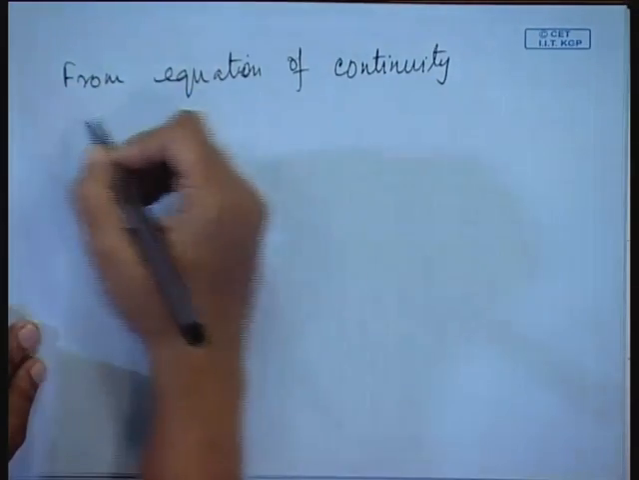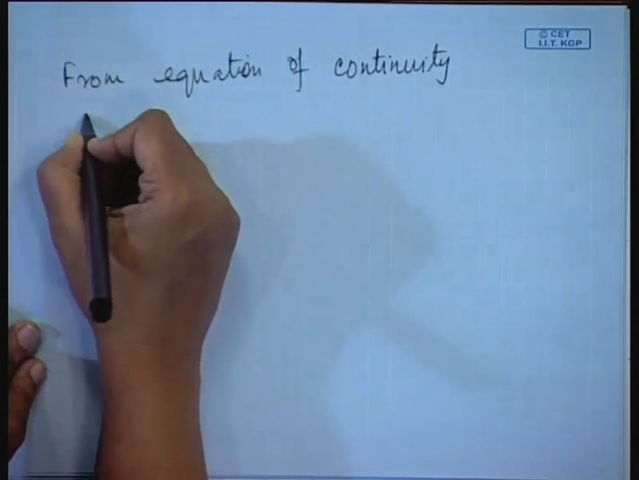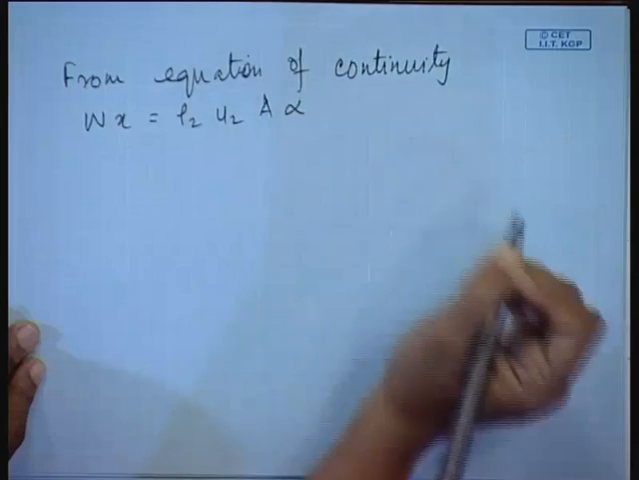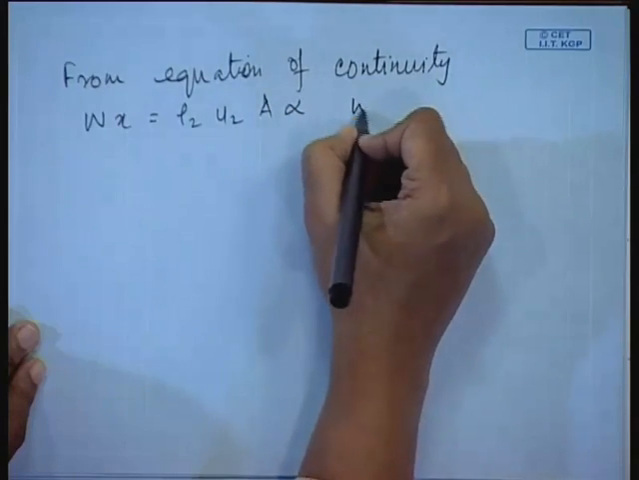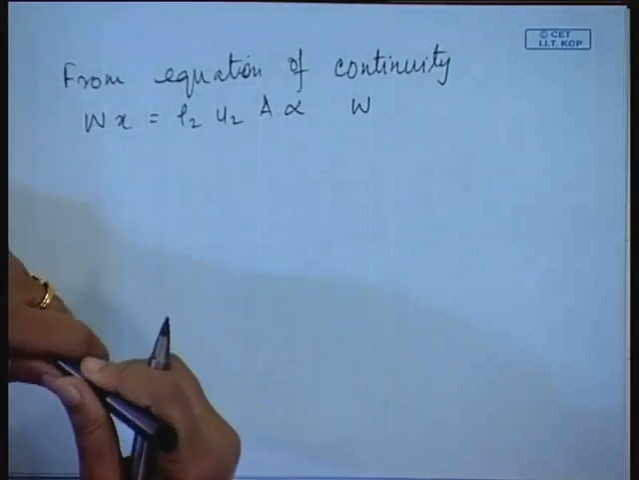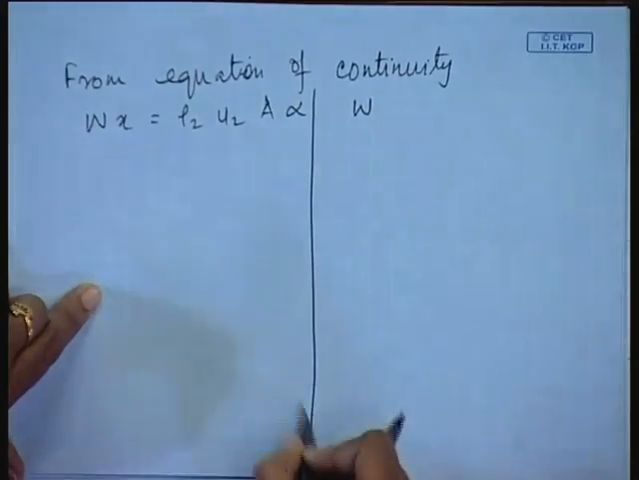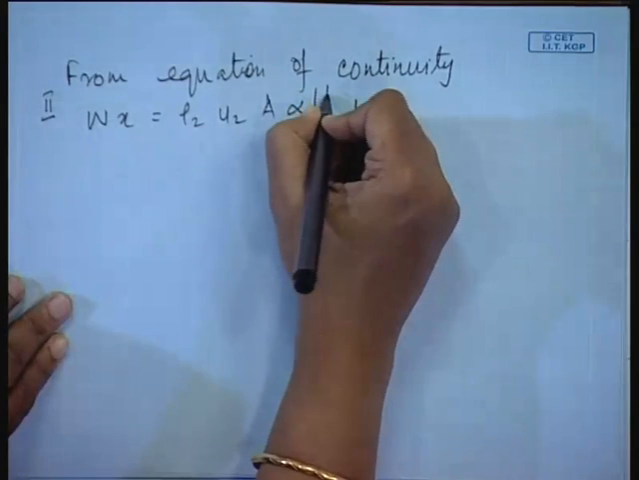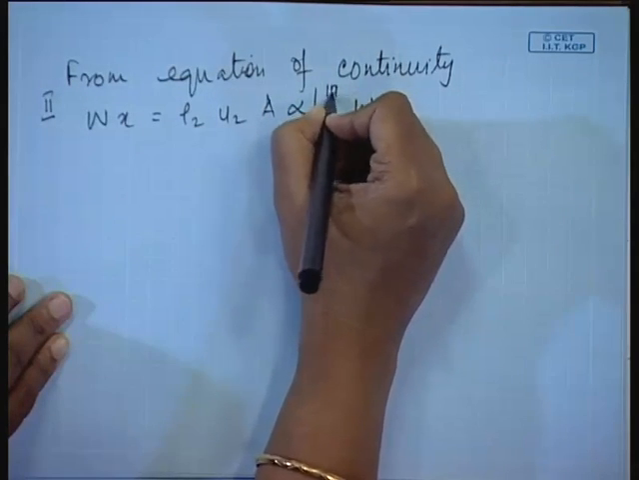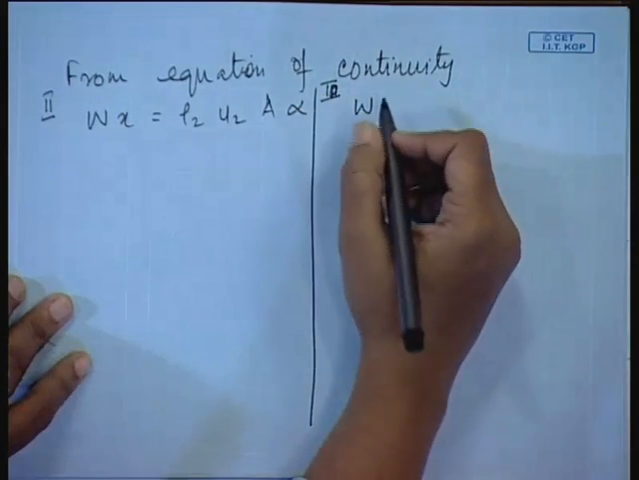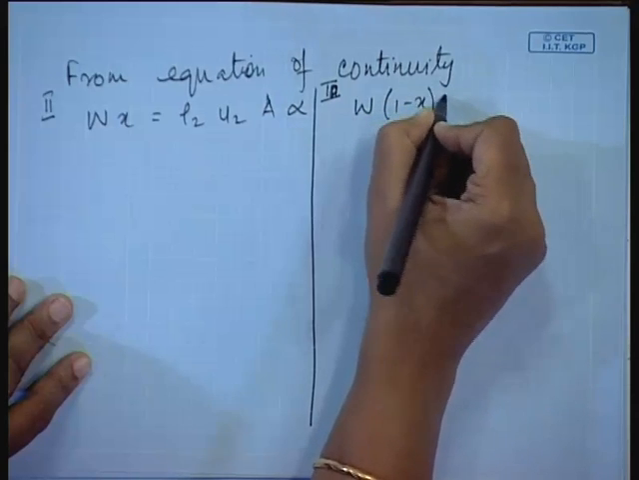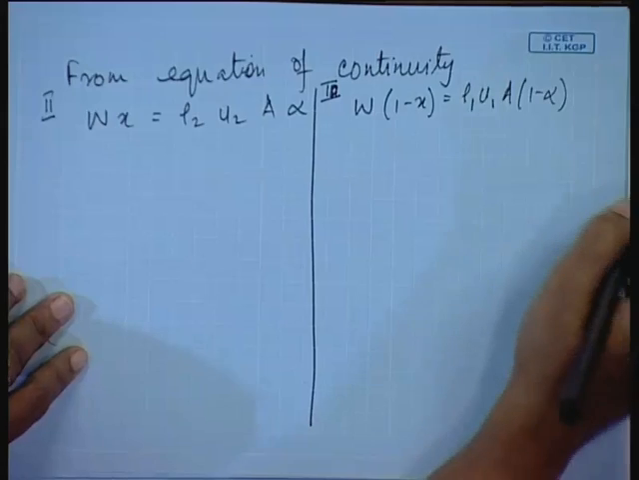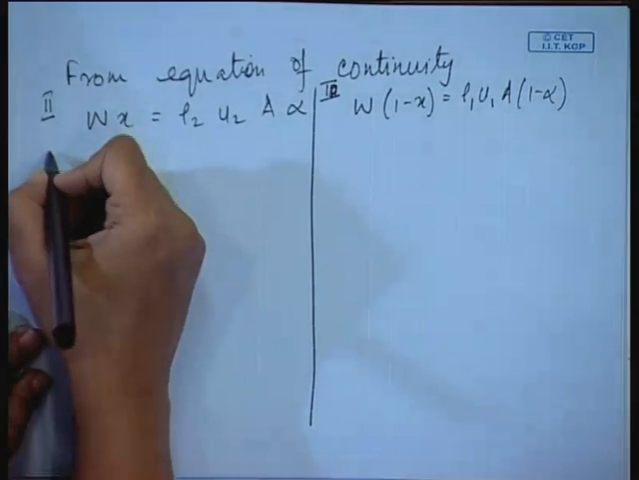Anyhow, so from the equation of continuity, what do we know? We know W x equals rho 2 u 2 A alpha. Agreed? Same thing, I will just write it down for phase 1 as well. So, this is for phase 2, and similar things I will be writing for phase 1 as well. W into 1 minus x equals rho 1 u 1 A into 1 minus alpha. Agreed?